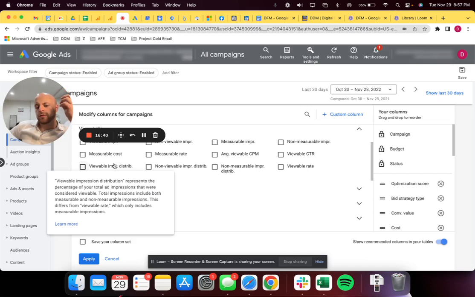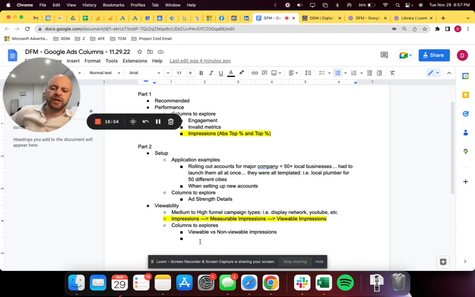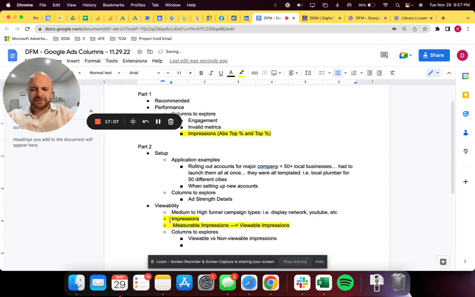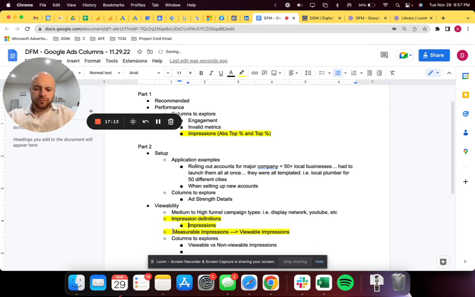Viewable rate only takes into account measurable impressions. Man, they really made this difficult to understand. We need to simplify this. So when we come here, measurable impression is basically, let's go like this. Thinking about how to define this. Impression, measurable impression, viewable impressions. Oh boy, what's going on?